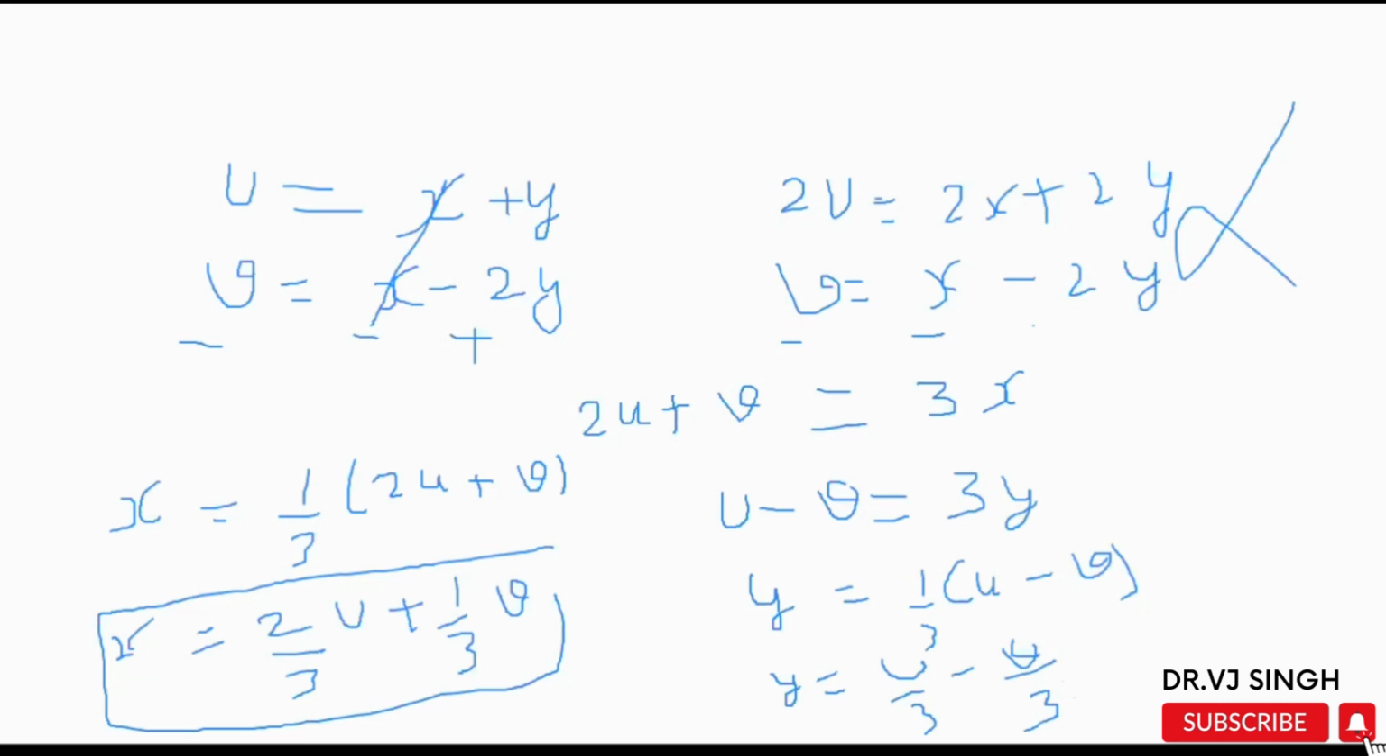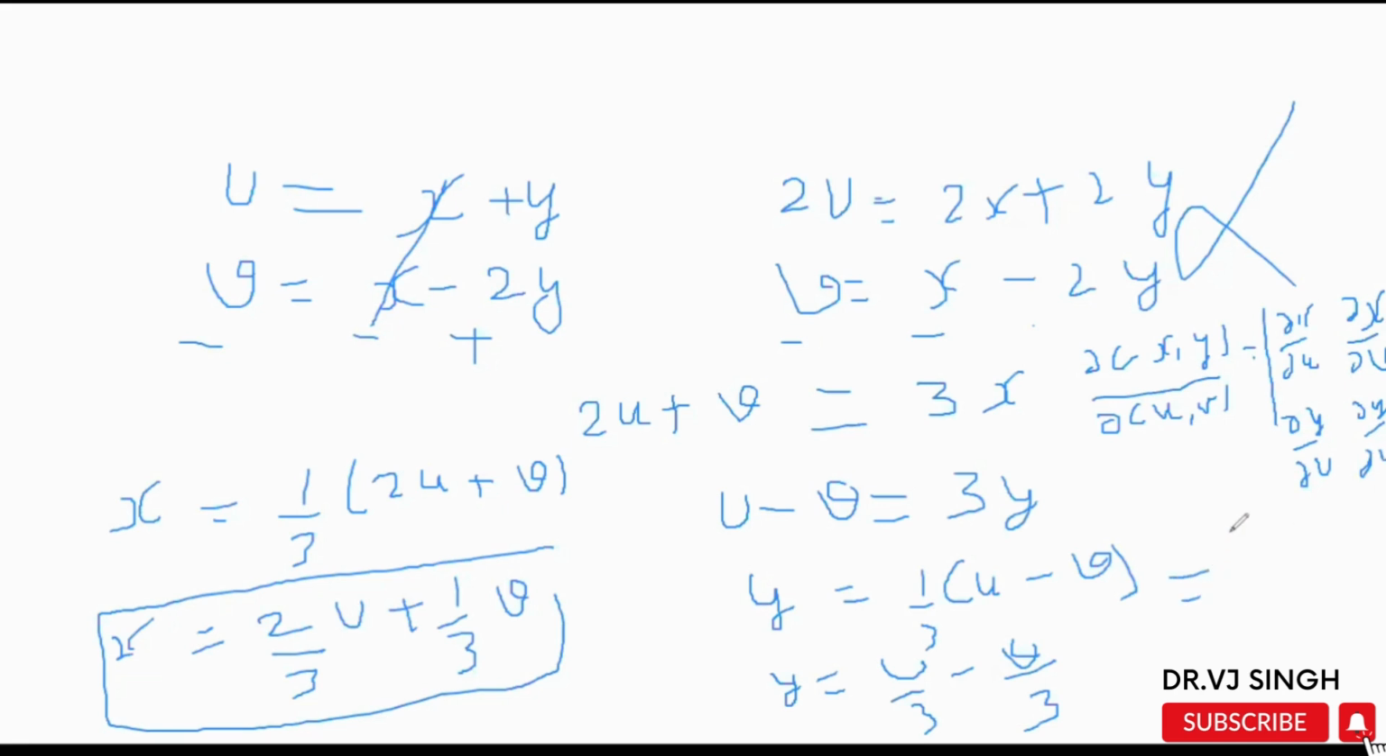Now what is the formula for the Jacobian? We want to find the Jacobian as we are changing x, y into u and v. This is the formula we want to calculate: the matrix with first row partial x by partial u and partial x by partial v, and second row partial y by partial u and partial y by partial v.